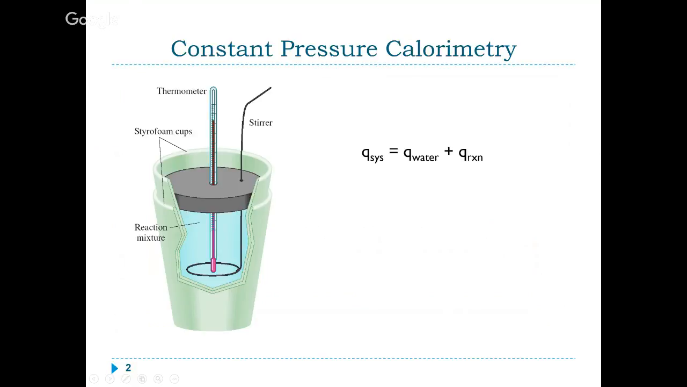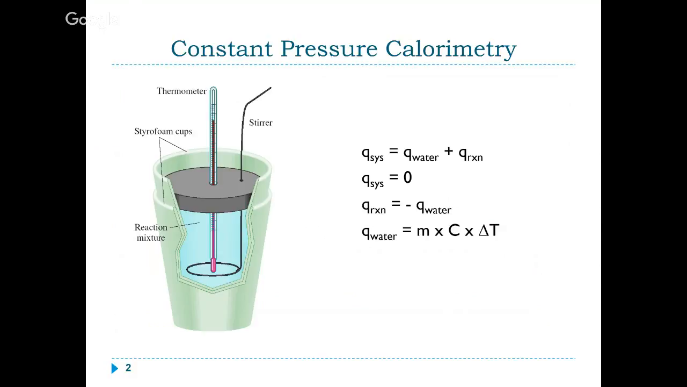Now, because these are the things that are contained within the calorimeter, we know that the Q of the system has to equal 0, because whatever's happening to the water is the opposite of what's happening within the reaction. So therefore, we can say that the heat of the reaction is the negative heat of the water. This is simply our way of saying that the heat lost has to equal the heat gained within our system that we have defined here.